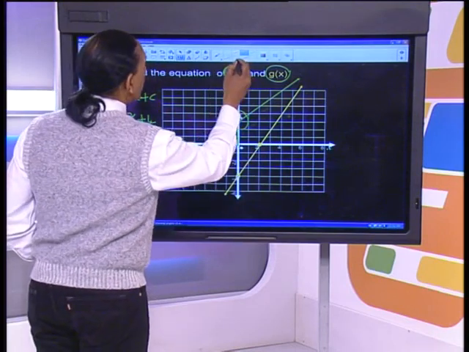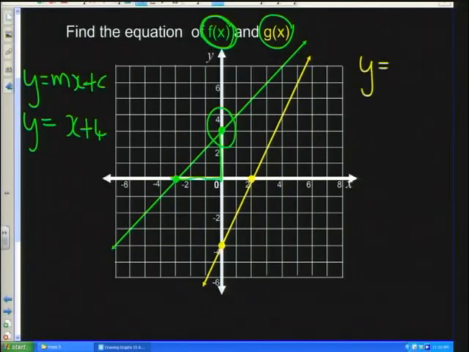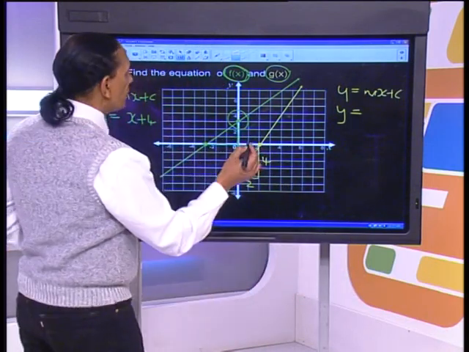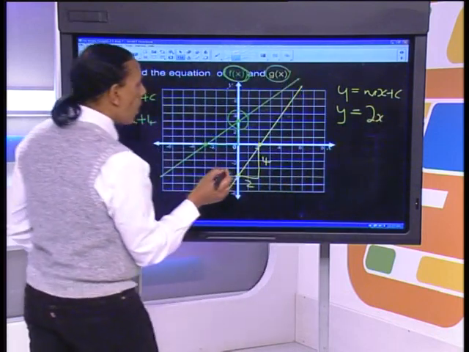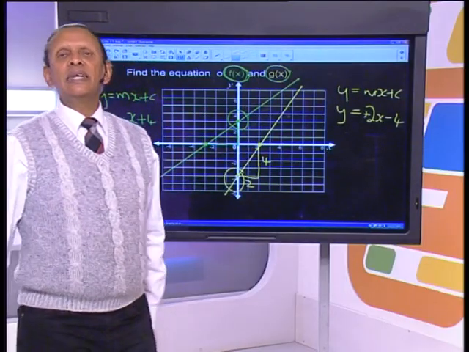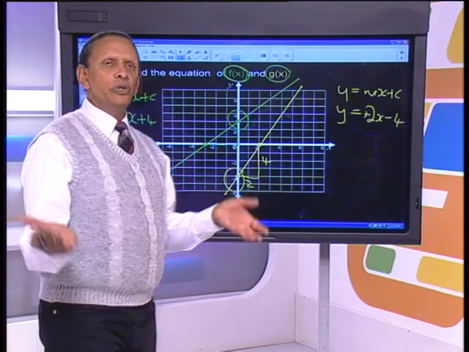Let's look at the yellow graph. The yellow graph, y equals mx plus c. So m is the gradient yet again. And here you can see we have that distance over that distance. So this is 4 over 2. Can you see, guys? 4 divided by 2 is 2. And of course, the y-intercept is negative 4. And it's a positive gradient because it is also in a northeasterly direction. I'm sure you guys could do that.